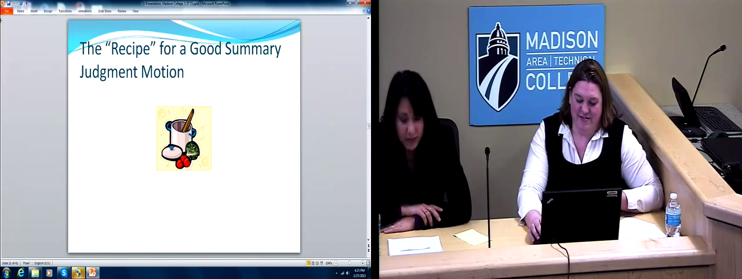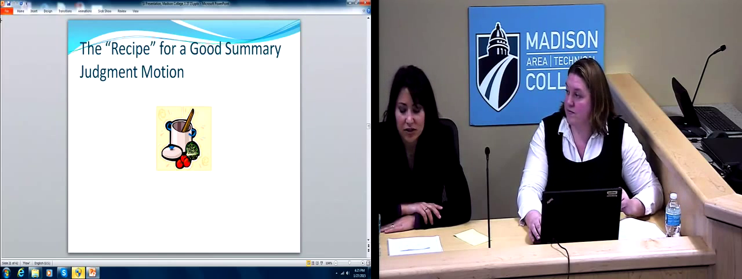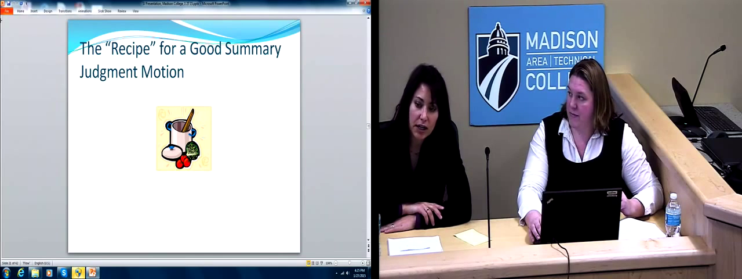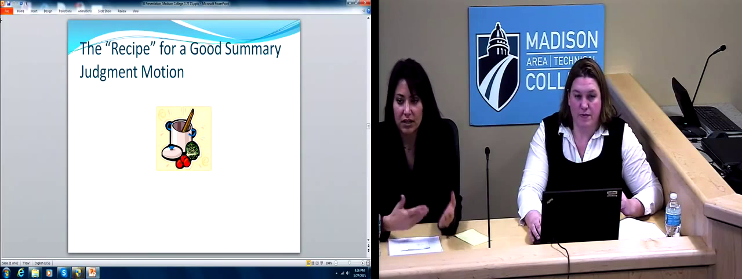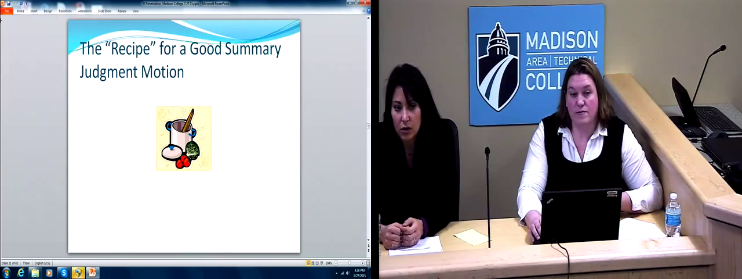So, a recipe for a summary judgment motion. Now we're going to transition our talk a little bit into what you need for a good summary judgment motion. Before we were talking a lot about the more intellectual components, and now we're going to talk about the nuts and bolts. Does anybody have any questions about anything we've talked about so far? Students, any questions?